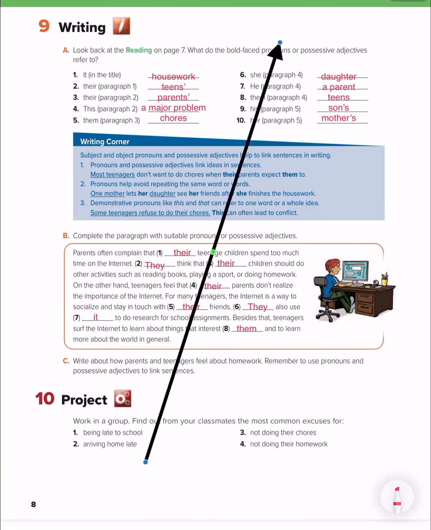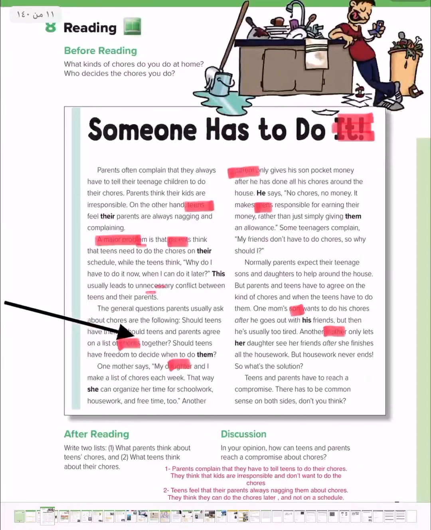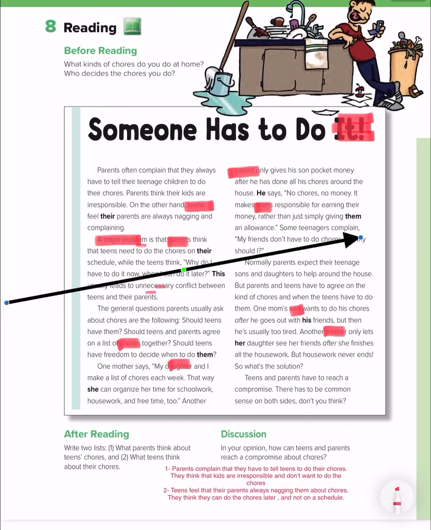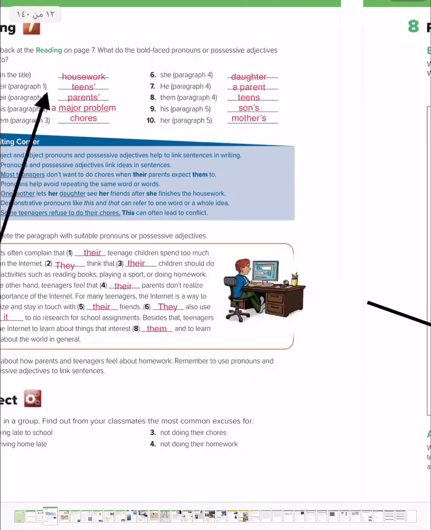Then, number 6, she. She here, it refers to what? As you can see here, she, where is it? Yeah, she here, it refers to daughter. My daughter and I make a list of chores each week. That way she can organize her time for school work. So she here, it refers to daughter.